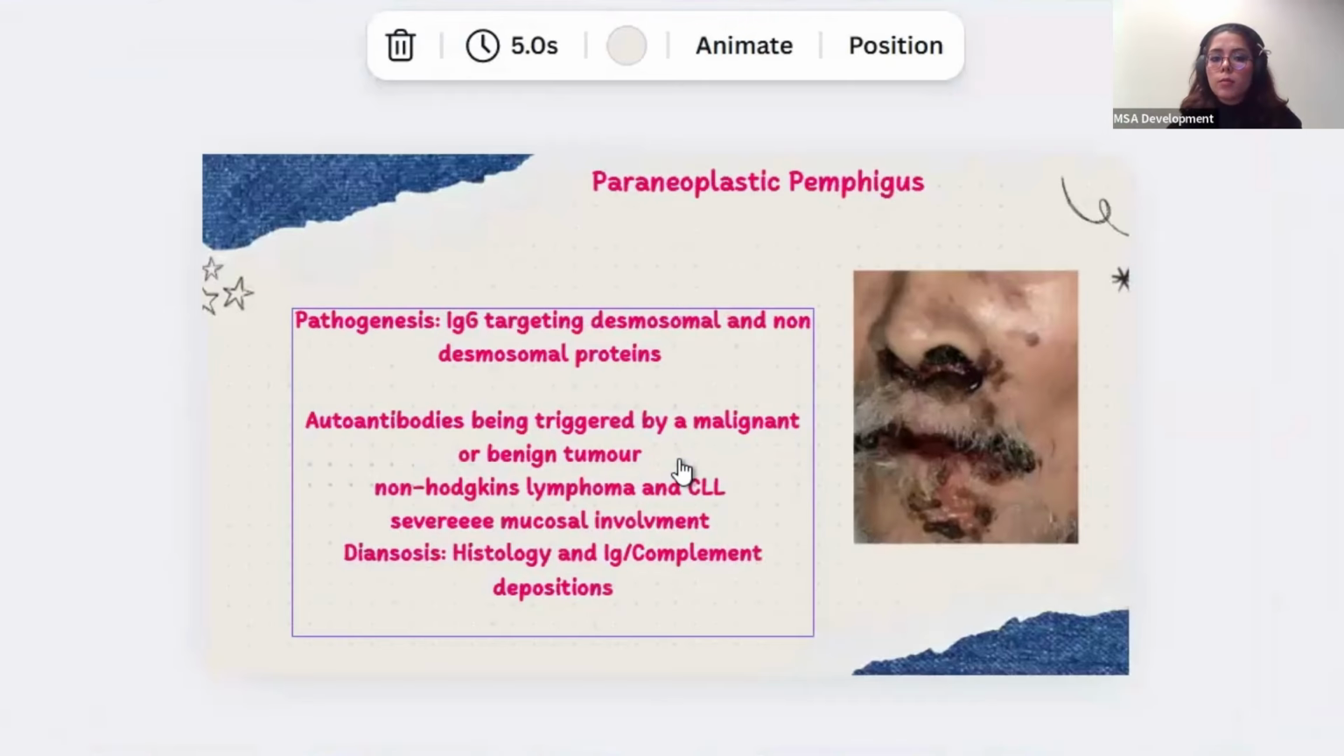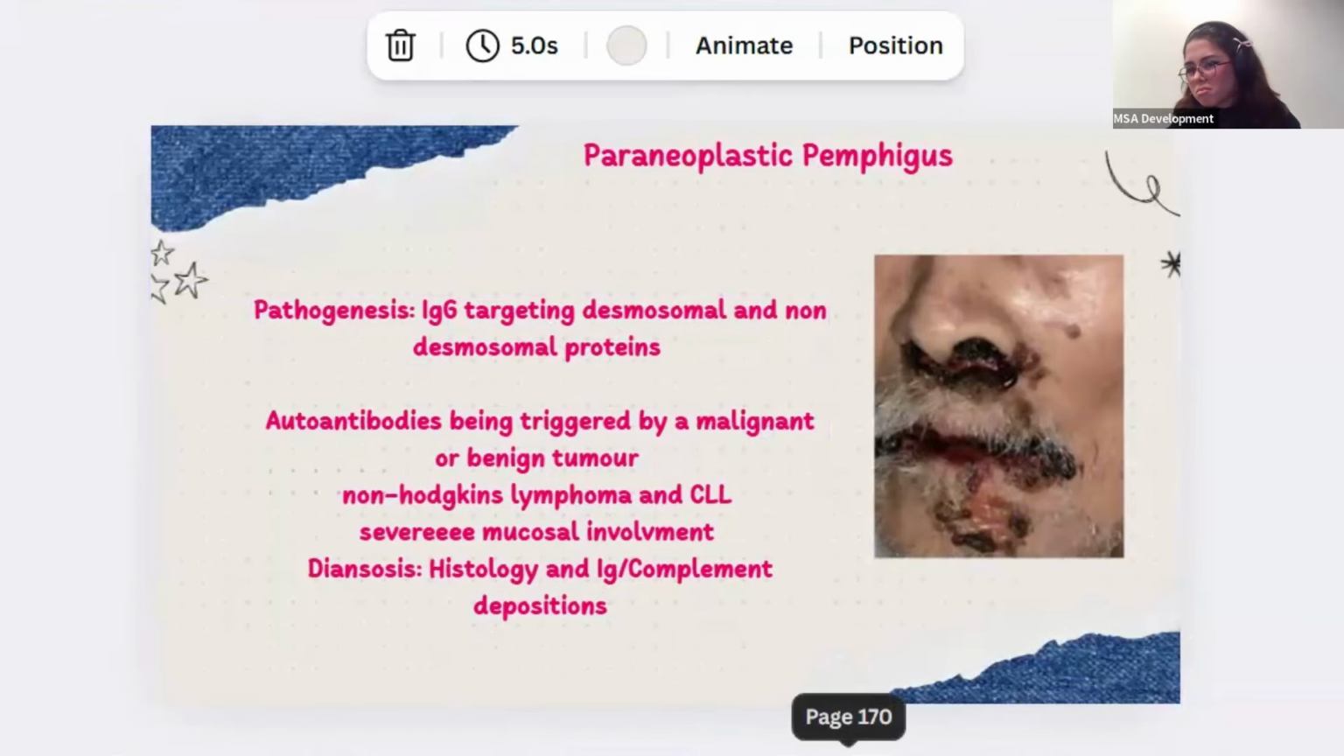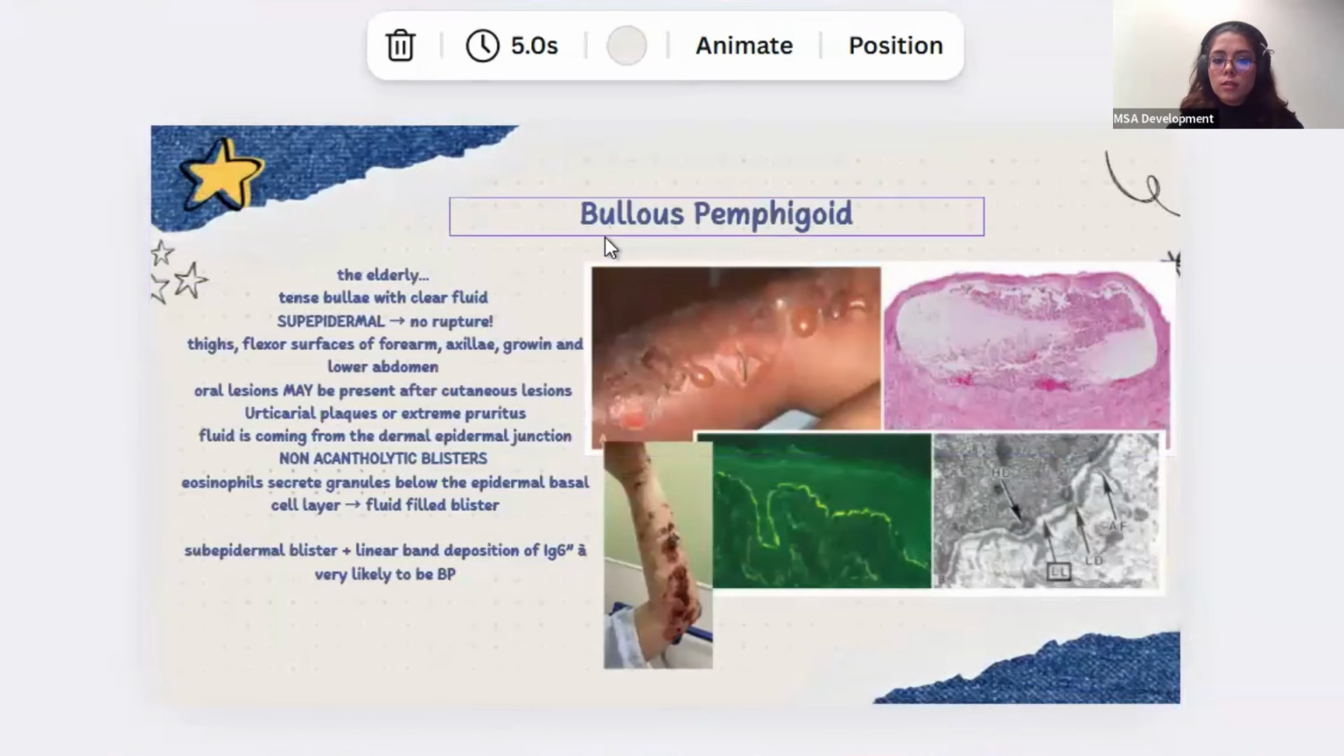Paraneoplastic pemphigus. Pathogenesis is IgG targeting desmosomal and non-desmosomal proteins. IgG goes crazy, it attacks everything. It's seen in non-Hodgkin's lymphoma and chronic lymphocytic leukemia. Severe mucosal involvement. Diagnosis is histology and Ig/complement deposition. Will you be asked about this? I don't think so.